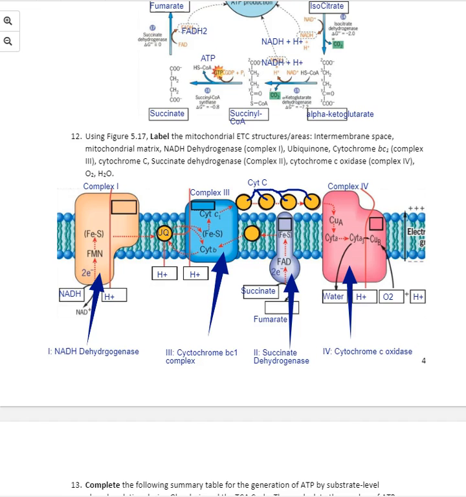Electrons are then transferred to the mobile carrier, cytochrome C, over to complex 4, cytochrome C oxidase. This complex transfers the used electrons to oxygen, which is reduced with protons to form water. Complex 2 can add electrons to the system too, but from FADH2. Complex 2 does not directly pump protons, but its electrons can power complexes 3 and 4 to moderately contribute to the proton gradient.